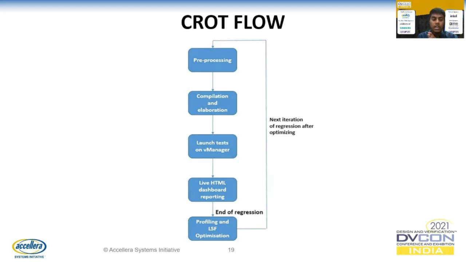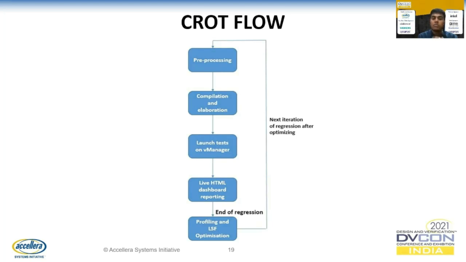In this step, we need to enable the coverage and hierarchies we are interested in. We can also choose which blocks to prioritize and whether to run the full regression or smoke test. In the next step, the build list is launched by the tool. Once the compilation and elaboration step is completed, the tests are launched in the vManager.